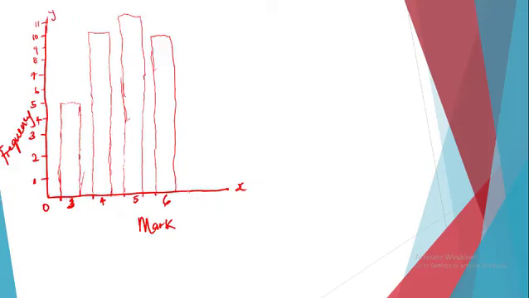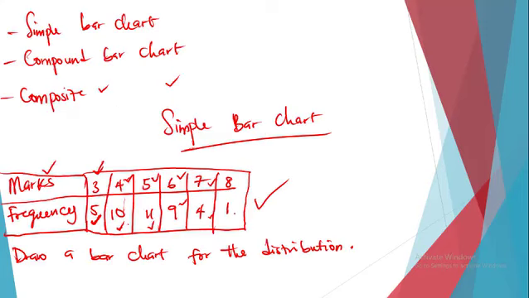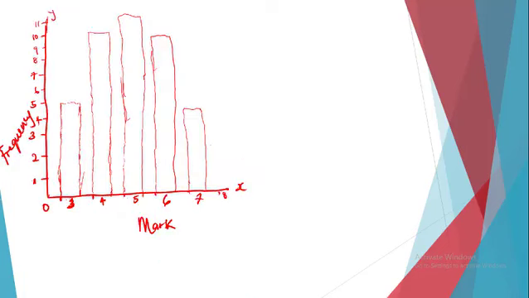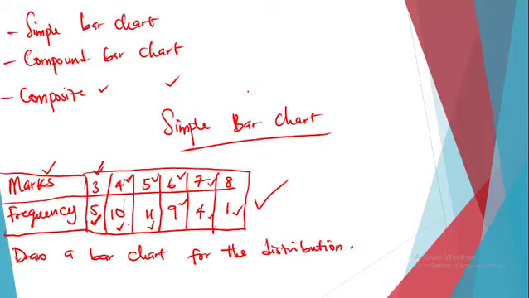Okay, 7. This is the point 4. You draw down, and this is 7. Then for 8 is equal to what? 1. So we have 8 to be this. Okay, this is a rough sketch of what the simple bar chart looks like. The simple bar chart of the information here.